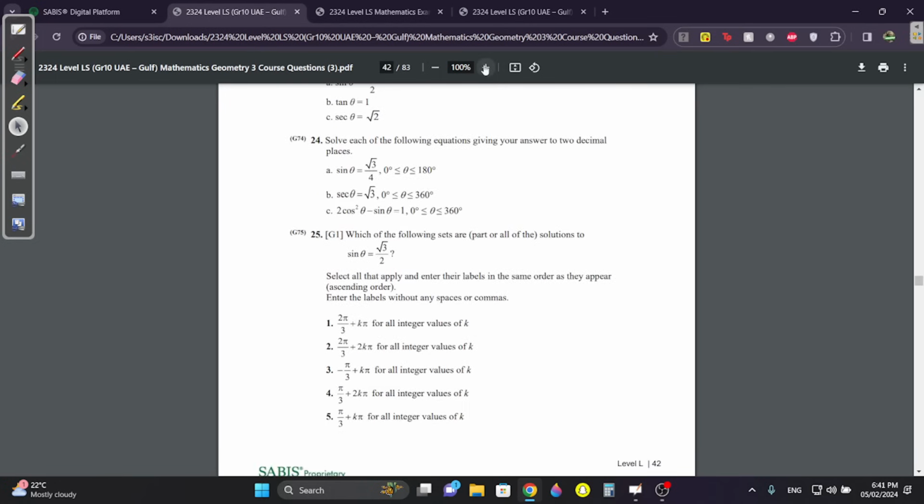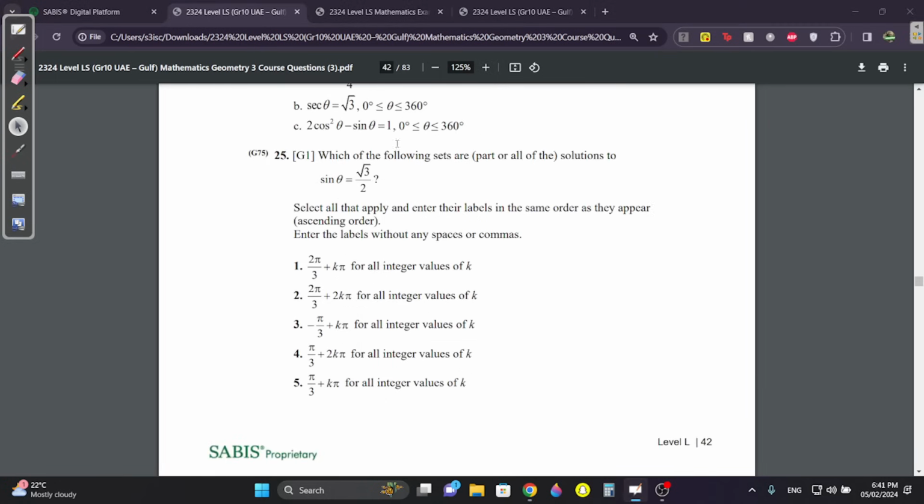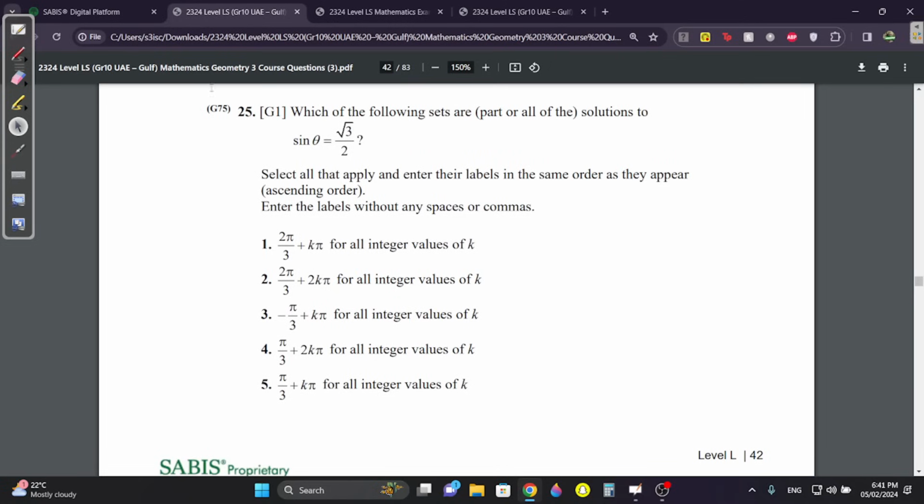Question 25. I never knew how to do these. I remember in the AMS we would always just pick out each choice, but this is how you actually find out. First, you change your calculator to radians. Since we need to find theta, you have to take sine to the other side. So theta will be inverse sine of radical 3 over 2, and you get pi over 3.